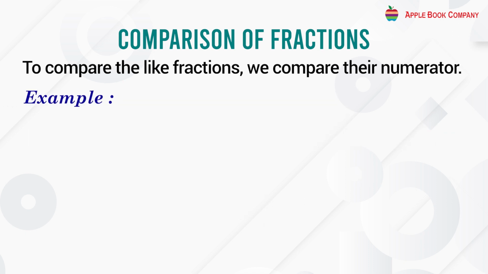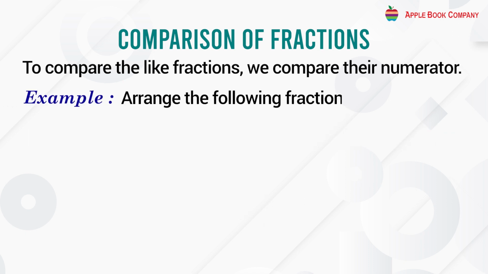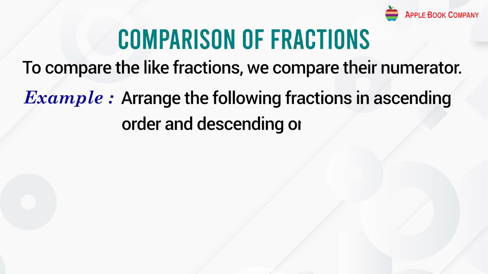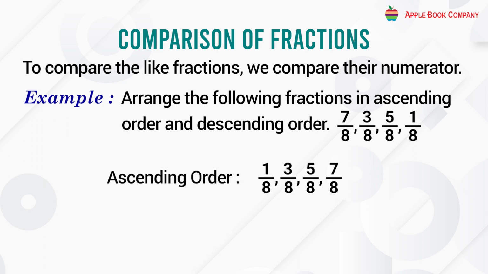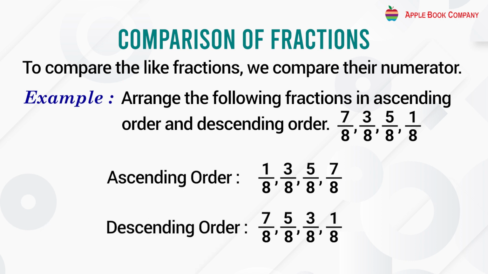Let's see another example. Arrange the following fractions in ascending order and descending order. 7 by 8, 3 by 8, 5 by 8, 1 by 8. So the ascending order is 1 by 8, 3 by 8, 5 by 8 and 7 by 8. And the descending order is 7 by 8, 5 by 8, 3 by 8 and 1 by 8.